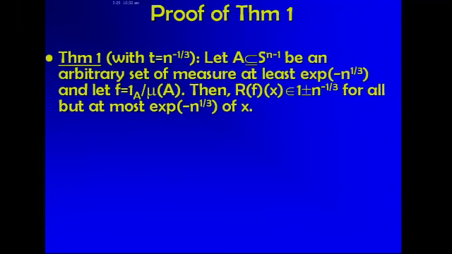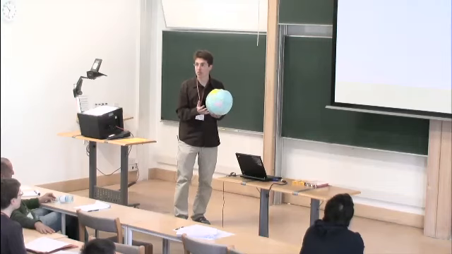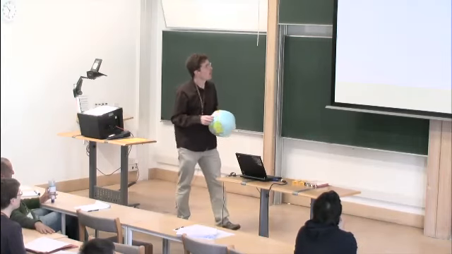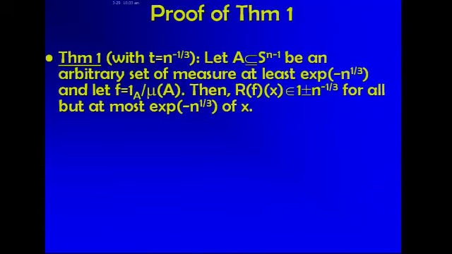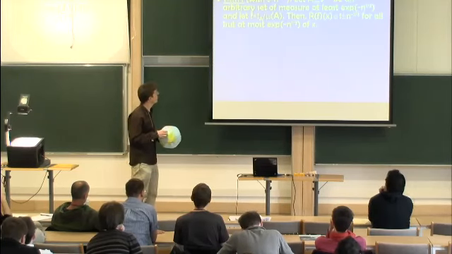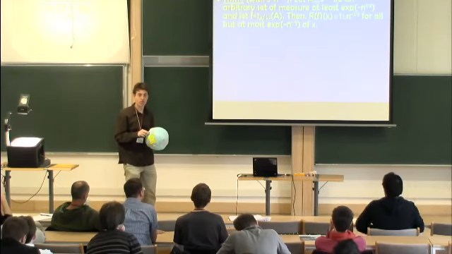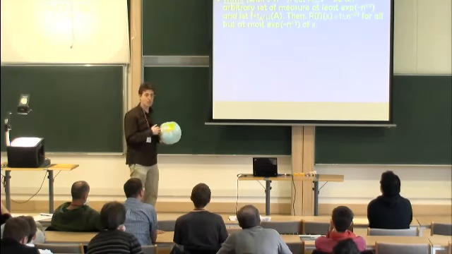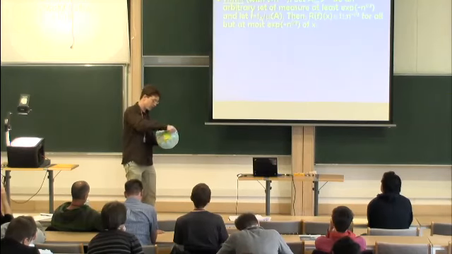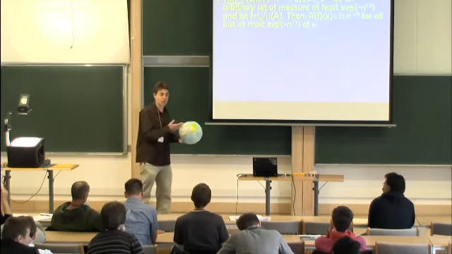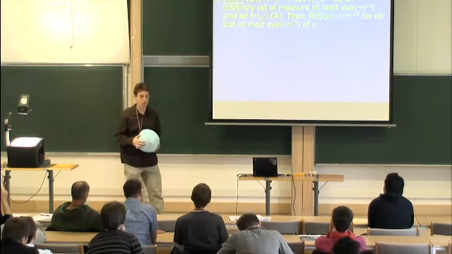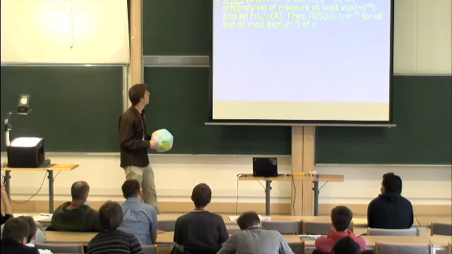Now, what we want to say is exactly this: after applying the Radon transform, f becomes essentially constant. More precisely, R of f is in 1 plus or minus n to the minus 1/3, except for a tiny fraction of x's, except for e to the minus n to the 1/3 of x's. So it's essentially a constant function. At any point, the average on the equator orthogonal to that point is essentially 1 plus or minus n to the minus 1/3. That's just an equivalent way to write theorem 1.